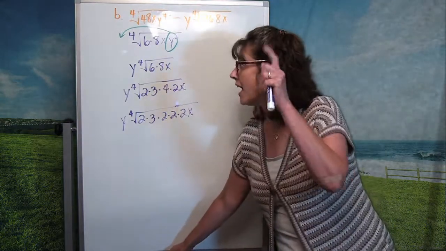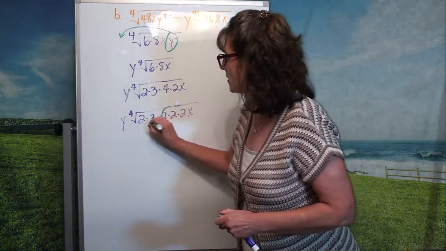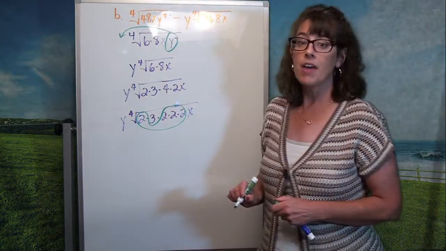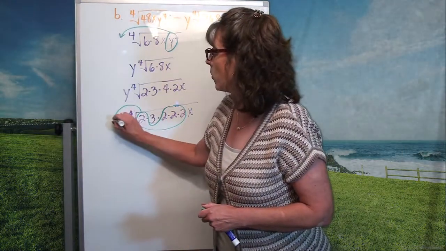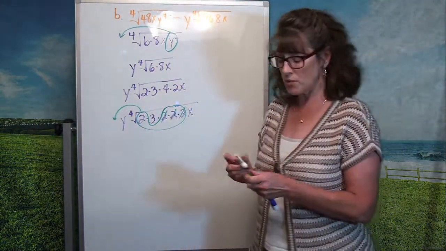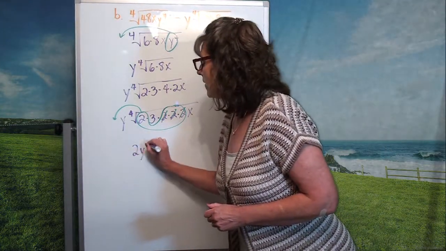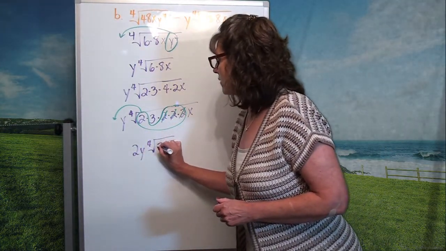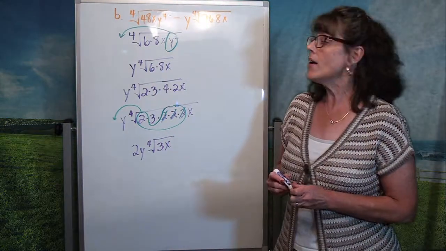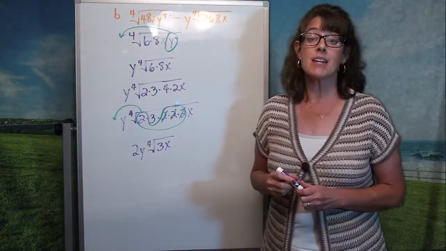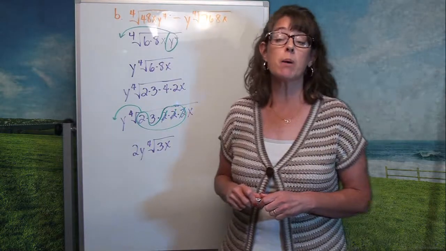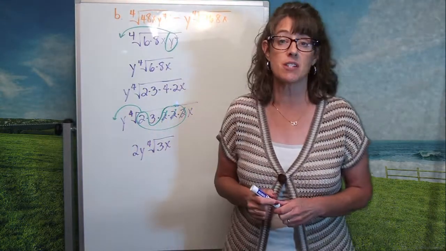And notice, aha, I do have a set of 4 sitting right there. So remember what that means is I'm going to take 1 out, dissolve the other 3, so that outside I'm going to have a 2y, and underneath I'm going to have a 3x. Now I need to work with this one and break it down because I can't think of a number I can multiply by itself 4 times to create a 768.